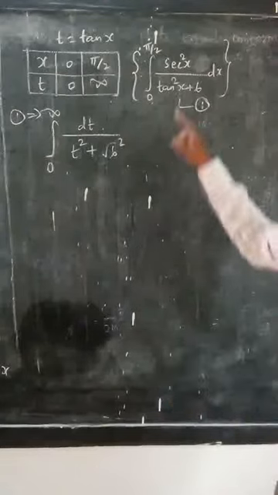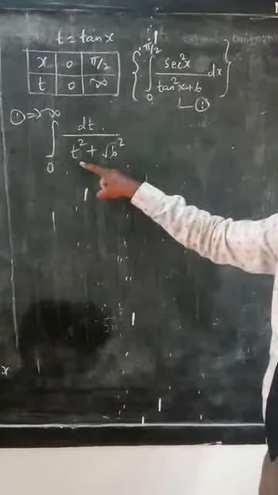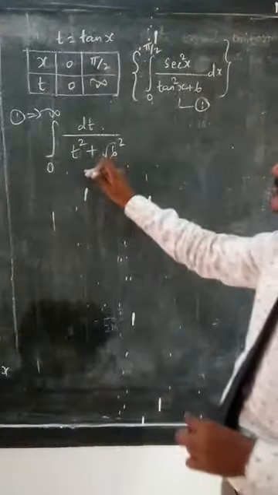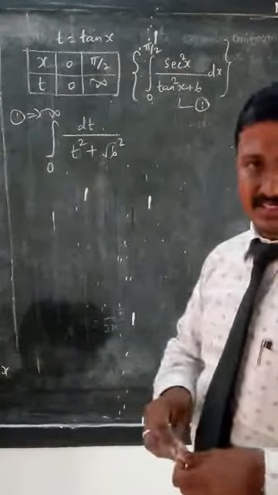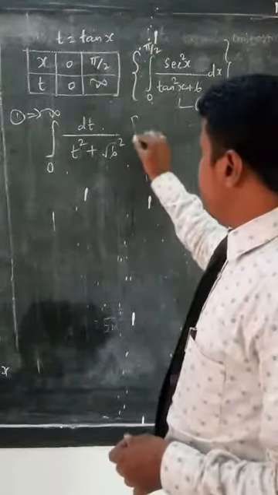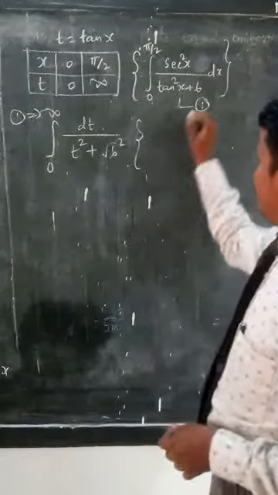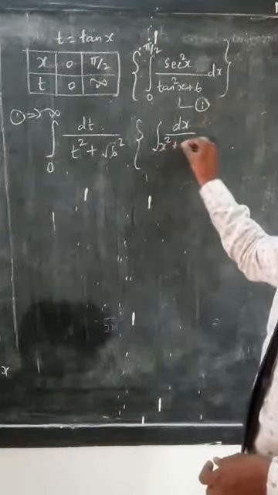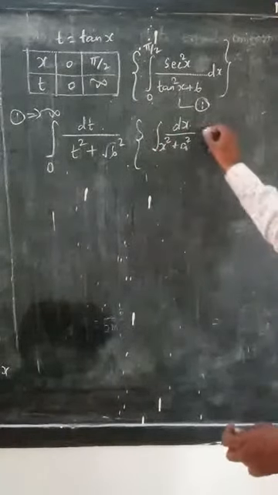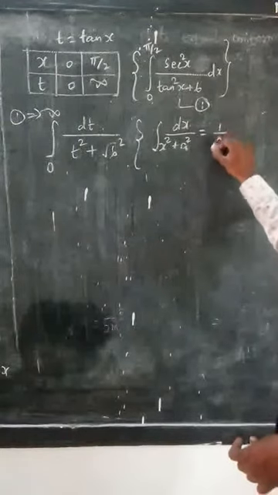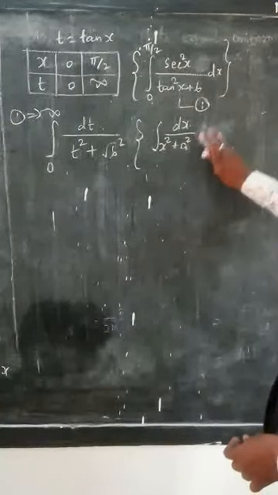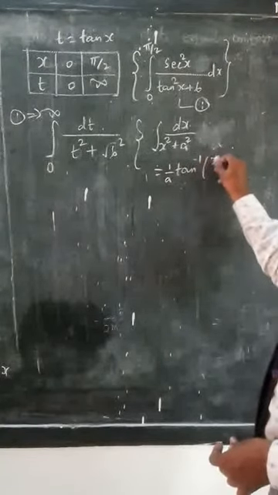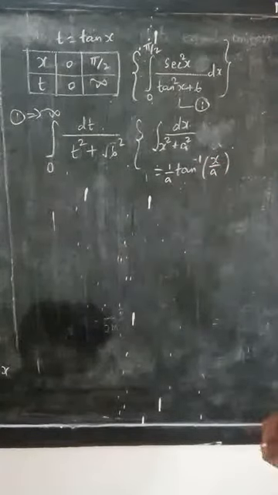Tan x is t, so this becomes t square, and 6 is written as root 6 the whole square. Now, is there any integration formula for this? Yes, we know that. I'll write the formula here in the rough column. Integral dx by x square plus a square is equal to 1 by a tan inverse x by a. So this is the formula for this integration.